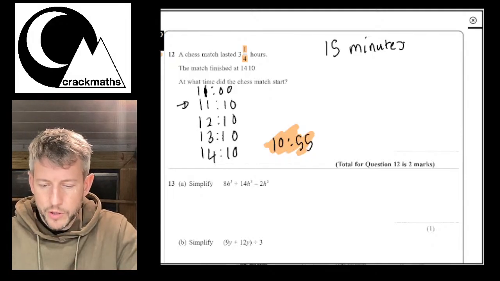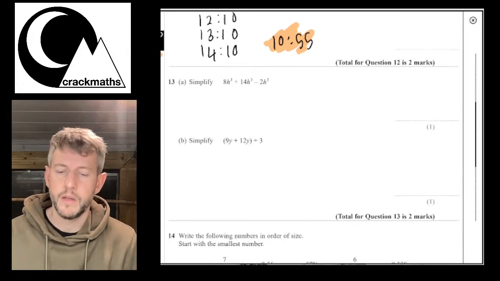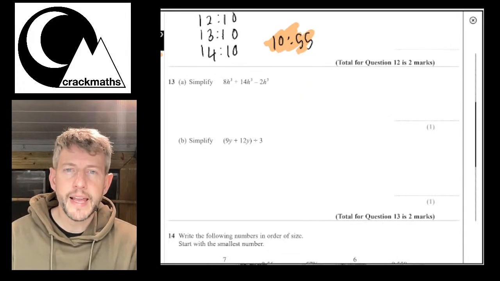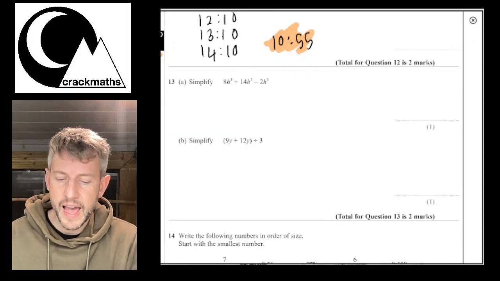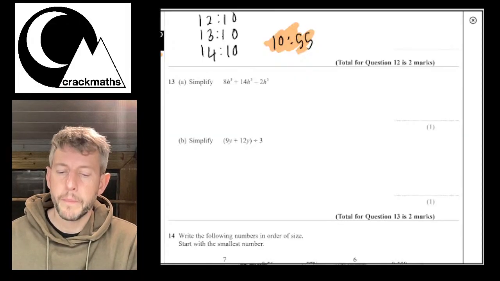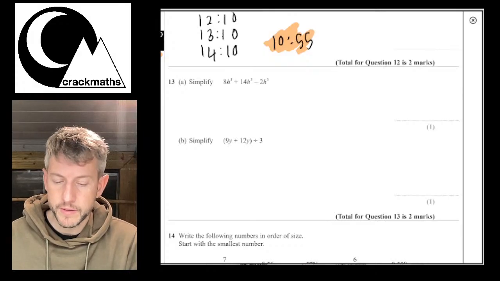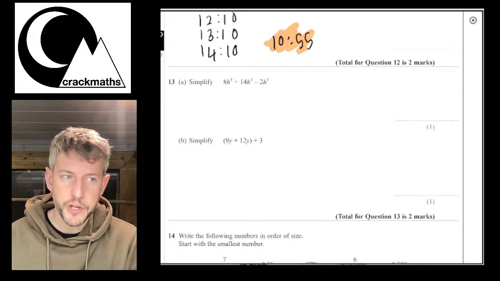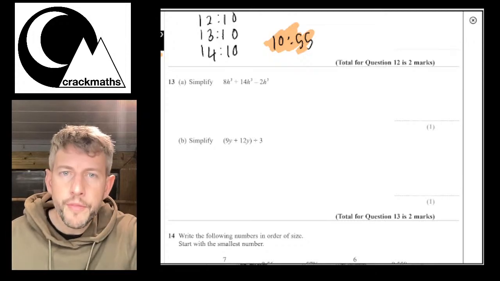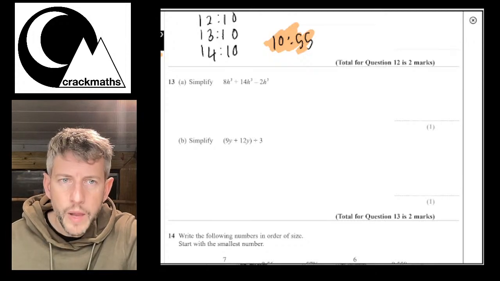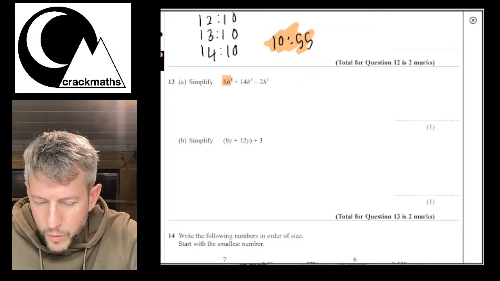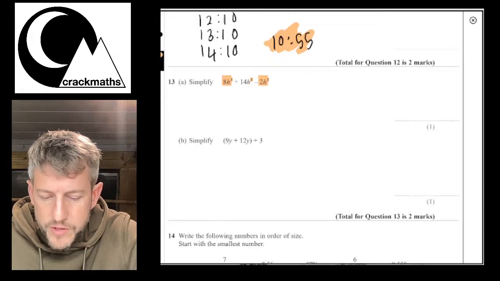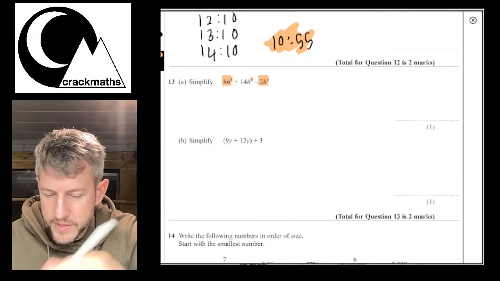Right, let's have a look at question 13. Okay, so 13a says, simplify 8h cubed plus 14h cubed minus 2h cubed. Okay, so they are all the same sort of thing. They're all h cubes, so we can forget about that. We don't have to worry about this bit too much. We've just got to sort out the numbers, okay?